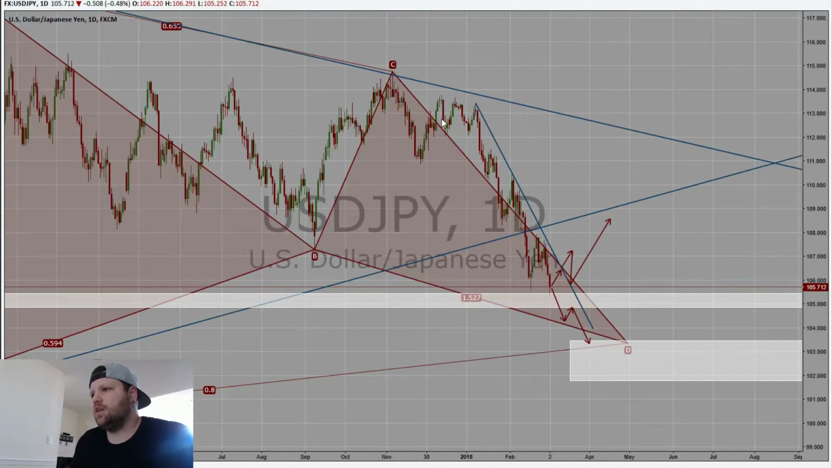Dropping down to the daily time frame, I added a trend line. The same zone is drawn. This zone down here shows the completion of the Gartley pattern. So we can see we have this double bottom, this zone being tested, and so we have a couple of different options.